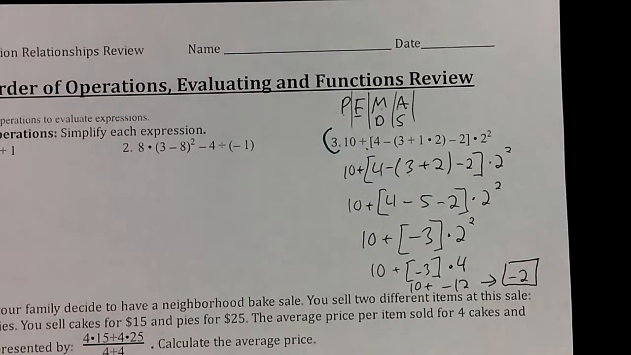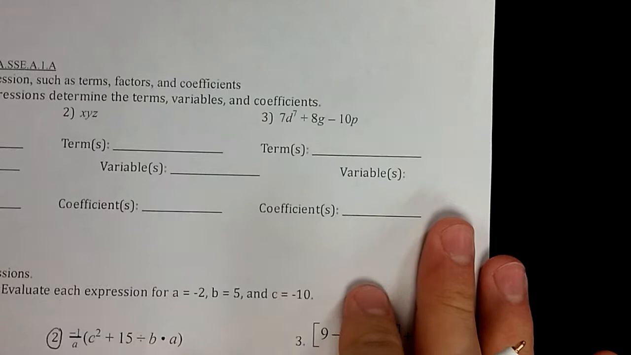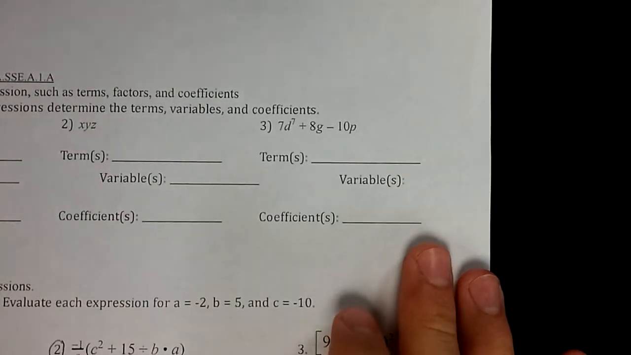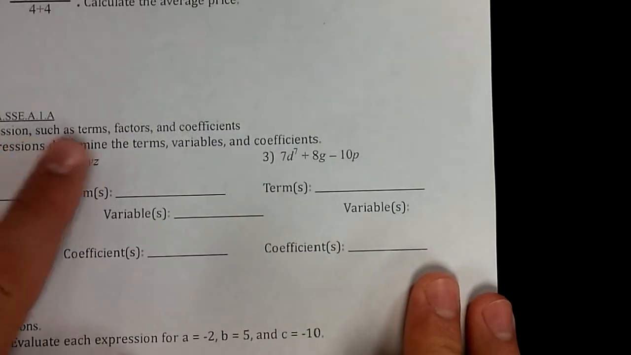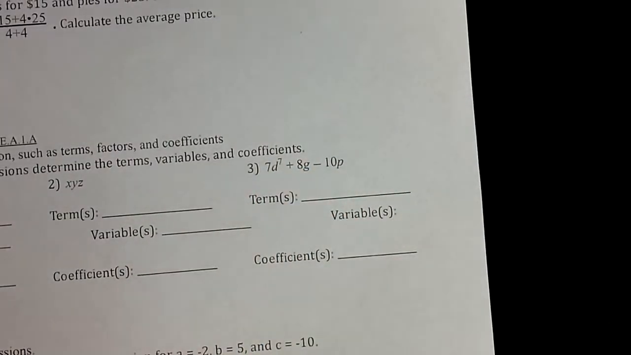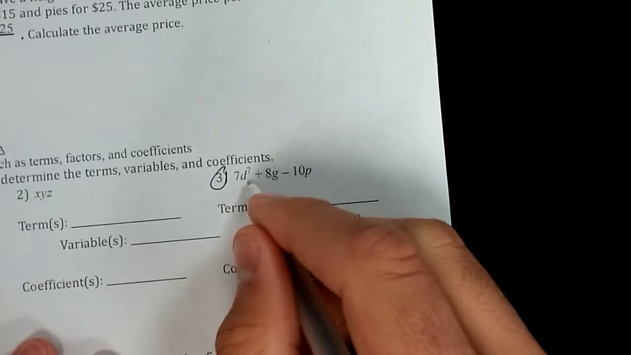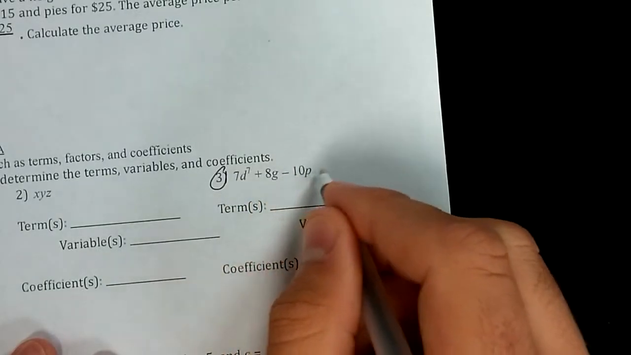Okay. So our second standard on this review is looking at parts of an expression, terms, factors, and coefficients. So looking at an expression, just be able to say what are the terms, what are the variables, what are the coefficients, what are factors. So we'll look at number 3, 7d to the 7th plus 8g minus 10p.